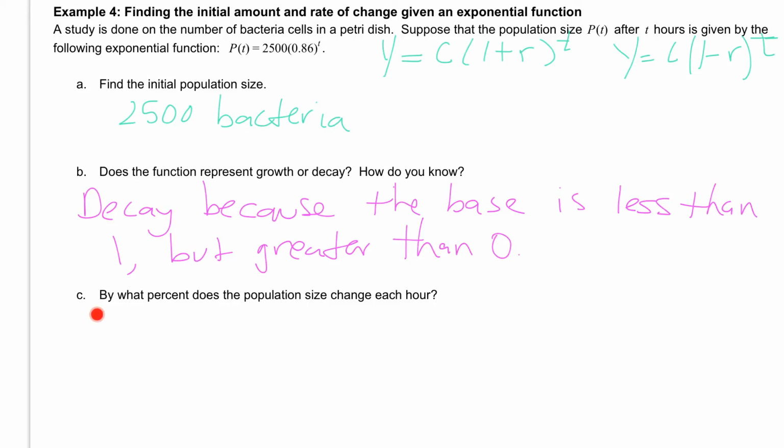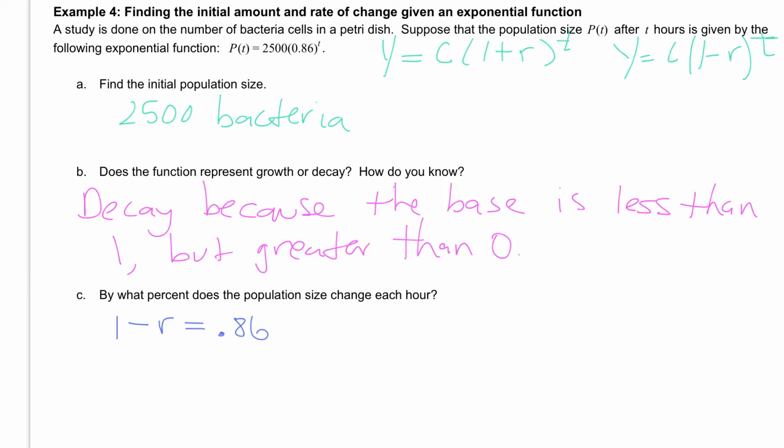And then finally, letter C says, by what percent does the population size change each hour? So since we're dealing with exponential decay, I need to know what R is. Well, I know what 1 minus R is. This whole number here is that 0.86. So I know that 1 minus R is equal to 0.86. And I need to know what that R value is. So I'm just now going to solve for R.